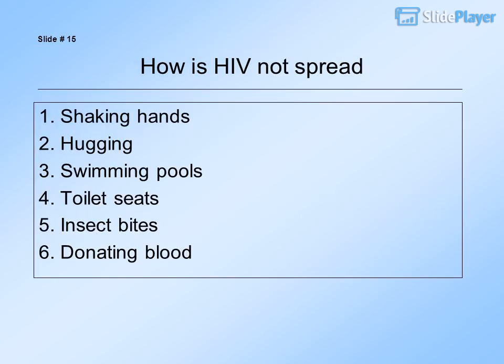How is HIV not spread? Slide number 15. How is HIV not spread? 1. Shaking hands. 2. Hugging. 3. Swimming pools. 4. Toilet seats. 5. Insect bites. 6. Donating blood.